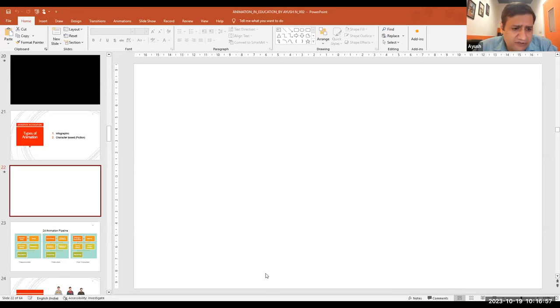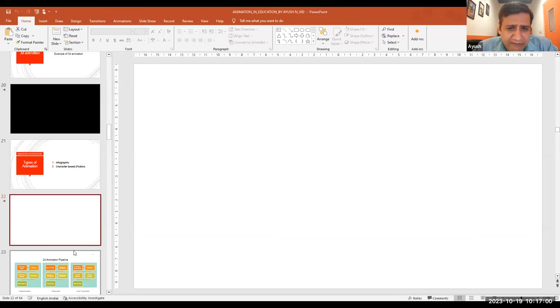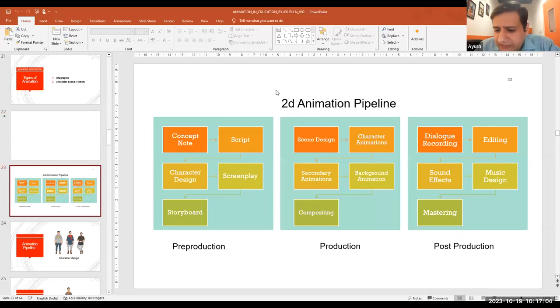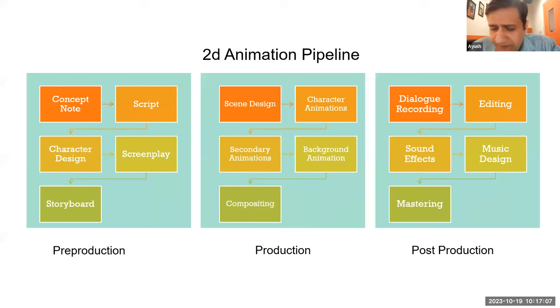Now let's talk about how we make an animation. What is the pipeline? Animation is a specialized subject, which means there is a chain, a pipeline which is at work. There are three broad phases towards making an animation, just as with making any radio or audio visual program. There is pre-production, where we decide what we are doing. Then production is when we cover most of the distance. And post-production is when we polish it, make it presentable, and create the final experience that the user is going to have.